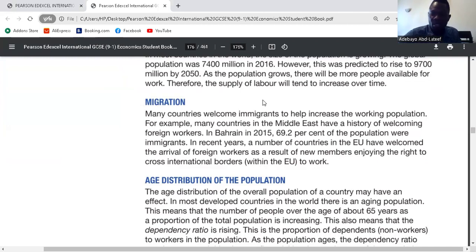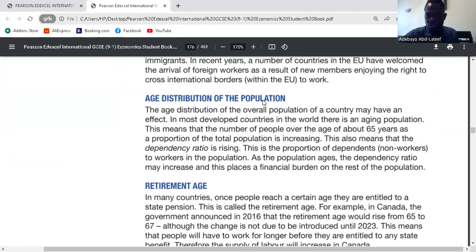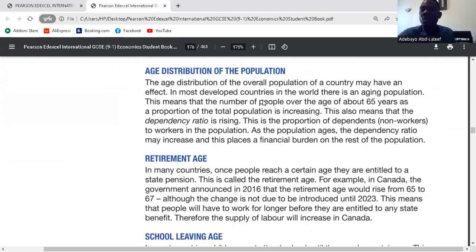Yes. Then the third one, age distribution of the population. The age distribution of the overall population of the country may have an effect. In most developed countries in the world, there is an aging population. This means that the number of people over the age of 65 as a proportion of the total population is increasing. This also means that dependency ratio is rising. This is the proportion of dependents, not workers, to workers in the population. As population ages, the dependency ratio may increase, and this places a financial burden on the rest of the population.